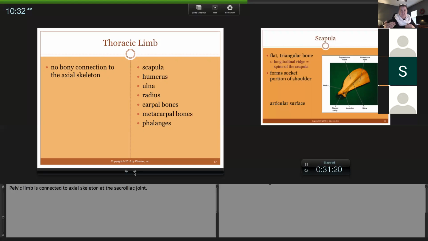Now in the hind limb, the pelvis is attached to the sacrum. So there is a bony connection of the hind limb to the axial skeleton. I just want you to understand the difference: the thoracic limb is technically a floating limb because it does not have a bony connection. The scapula attaches with muscles and tendons and connective tissue. Now, these are the bones of the thoracic limb that you need to know. We're going to start at the top and work our way down.